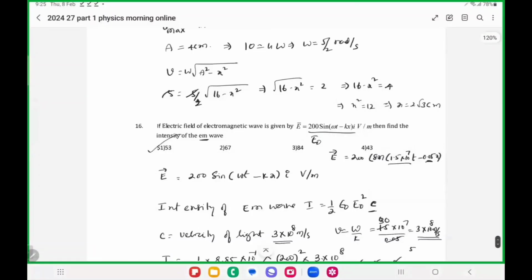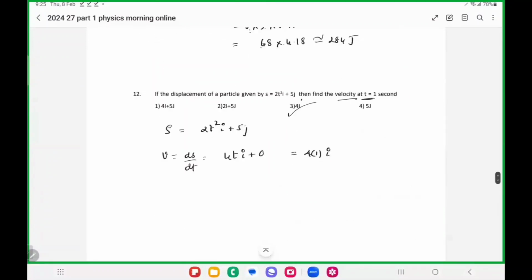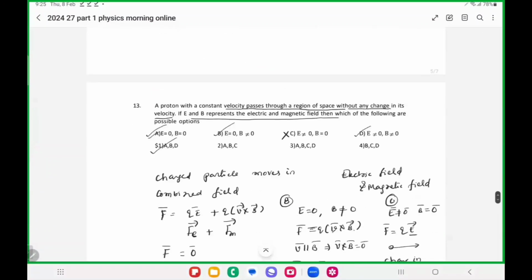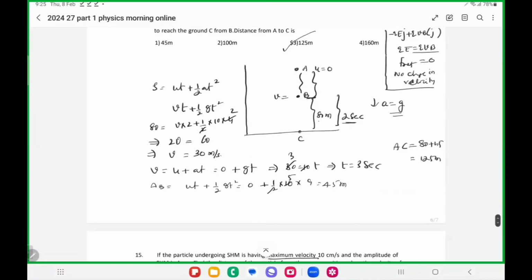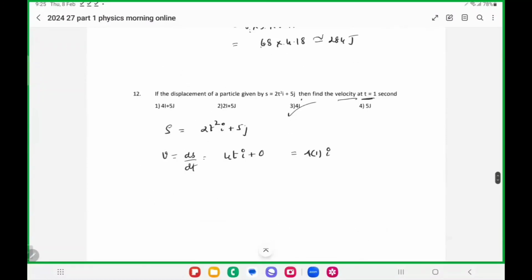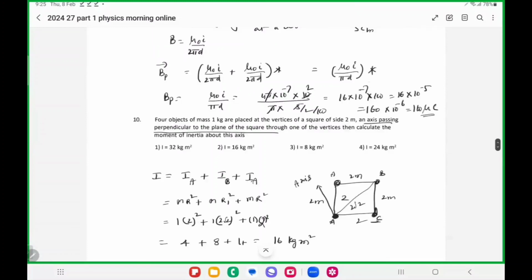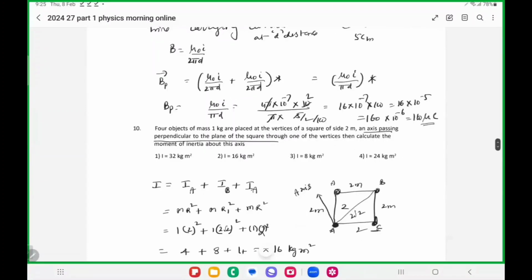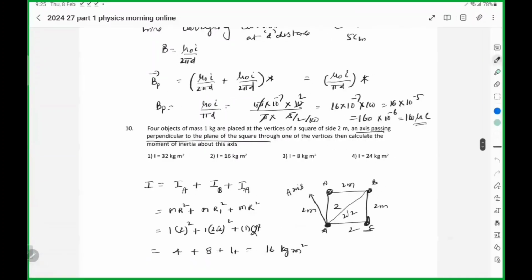This is a small correction in the video. Here it is micro Tesla. So the unit I wrote wrongly; it is micro Tesla.